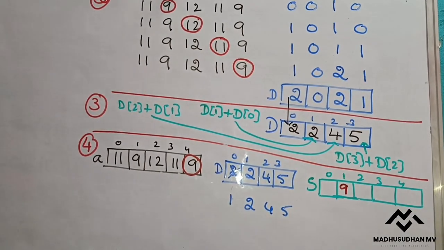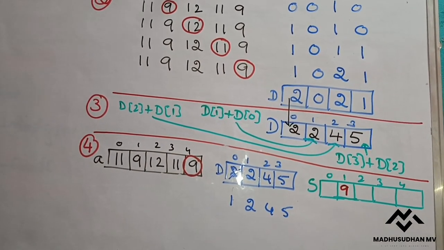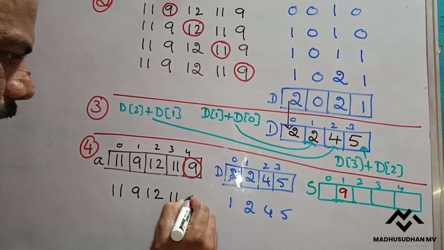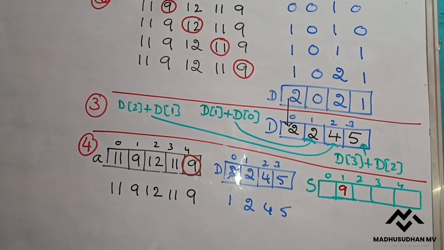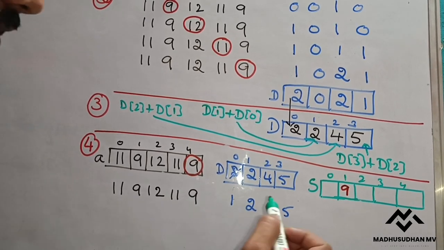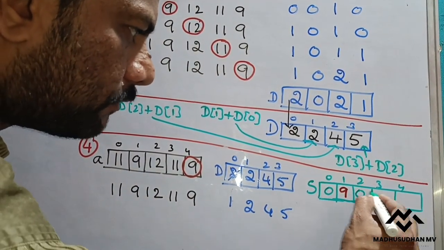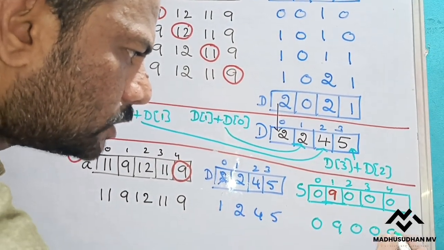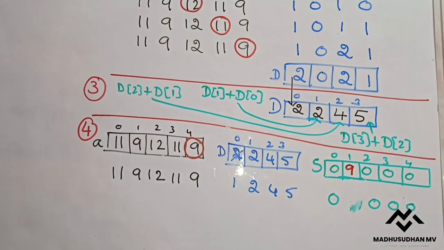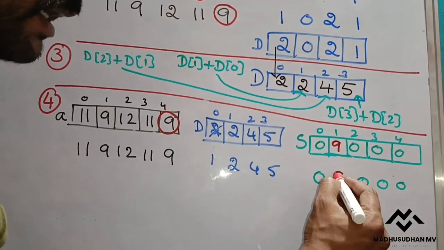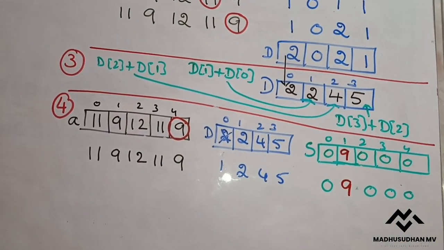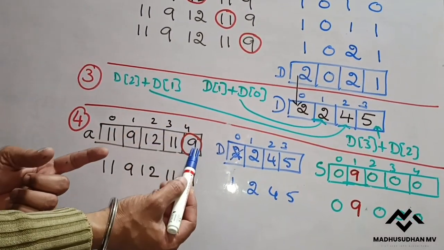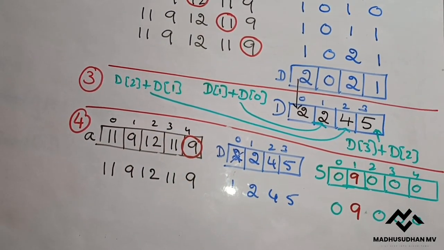Okay. So next I need to take the next element. For that I'll redraw. So 11, 9, 12, 11, 9. As of now I'm having 0, 9, 0, 0, 0. This 9, to make it visible clearly, I'm writing in another color. Now, I'm moving from the last. Next, this element I'm taking.